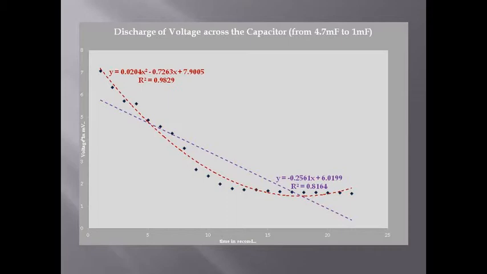Here are the results. Discharge from the central capacitor shows a decline curve whose linear and quadratic trends are estimated. Thus the slope dV/dt was found to be about minus 0.256 volt per second, assuming linear correlation, which is justified because R squared is more than 0.8.